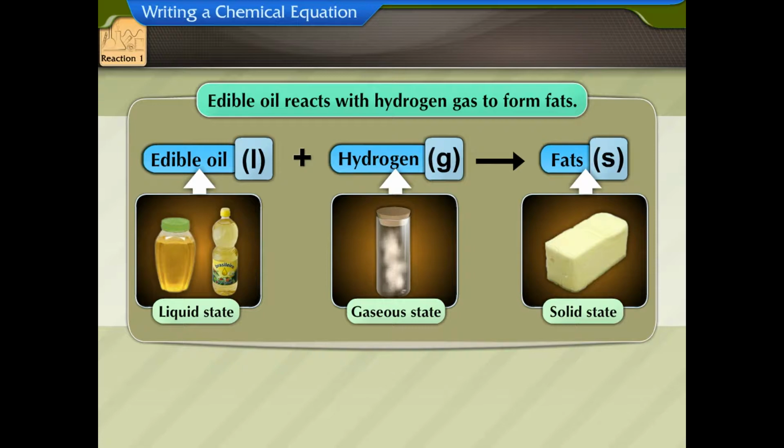The specific conditions of the reaction can be indicated by mentioning the word heat and the symbol of nickel, Ni, above the arrow.